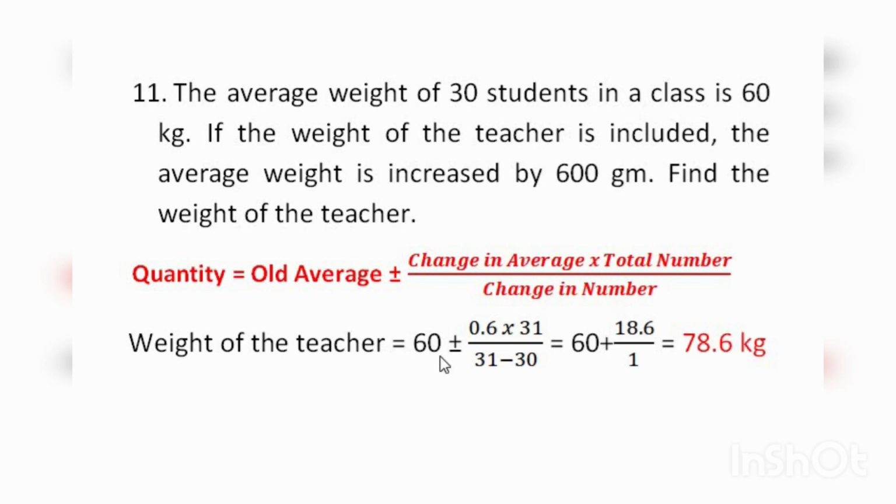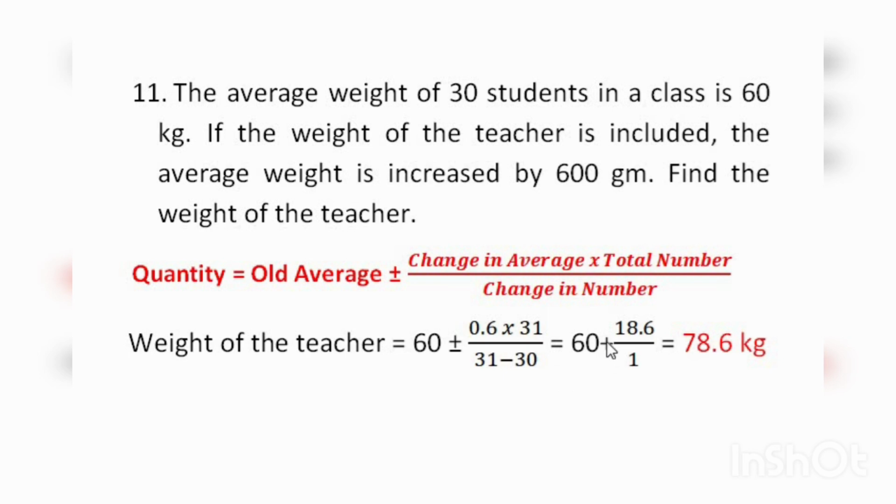So old average, it is 60 plus or minus change in average. If the weight of the teacher is included, then the average weight is increased by 600 gram. So the change in average is 600 gram, which is equal to 0.6 kg. We have to convert this gram into kilogram, so divided by 1000, we will get 0.6. So change in average is 0.6 into total number. Total students was 30. Now the teacher is also included. So 30 plus 1 is equal to 31 is the total number. Divided by change in number. Change in number is the new number, it is 31 minus the old number was 30. So 31 minus 30 is equal to 1.